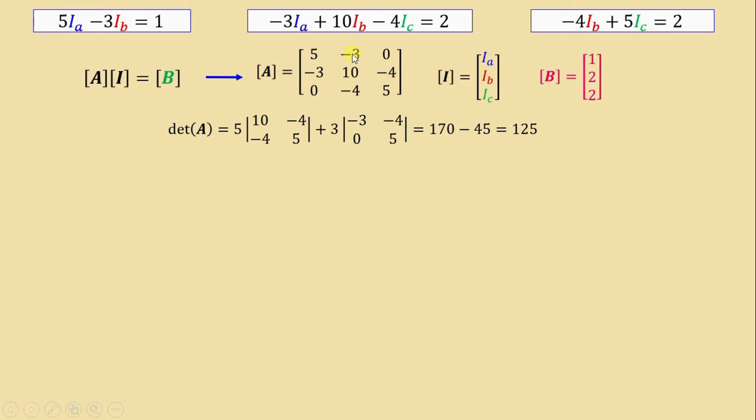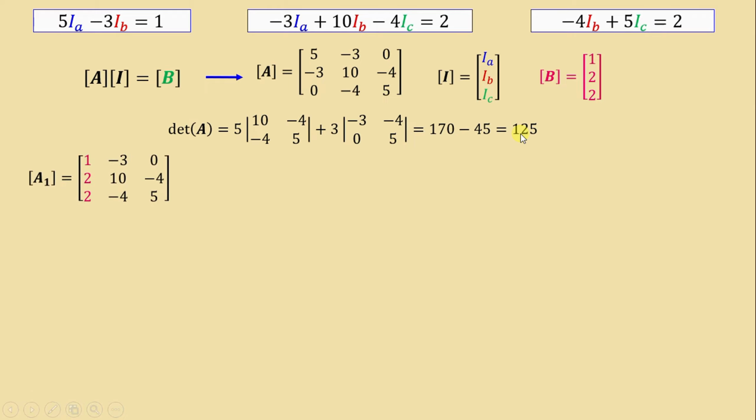We have minus, minus 3, we have a 3, and we cancel the first row and the second column. We obtain determinant negative 3, negative 4, 0, and 5. And the third one is 0 multiplying something, which is always 0. Let's start with the first one. We have 10 multiplying by 5 minus negative 4 multiplying negative 4, multiplied by 5, we obtain 170. And the second one, negative 3 multiplying by 5 minus 0 multiplying negative 4, multiplying all by 3, we have negative 45. We obtain finally determinant of A is 125.